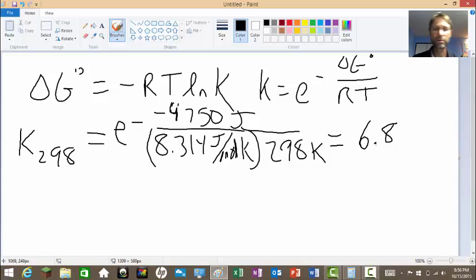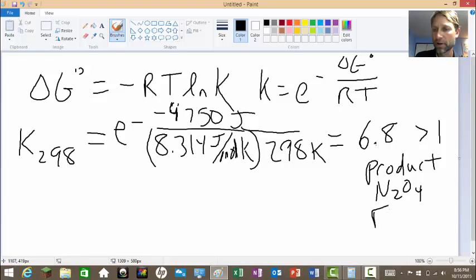Okay, which is greater than 1. And that means the reaction is product, which is N2O4, favored.